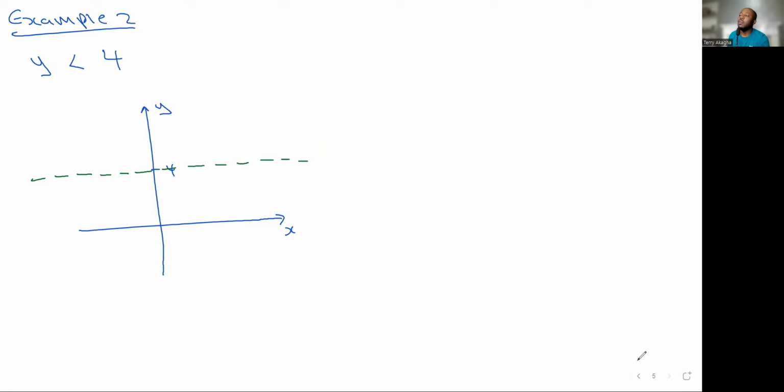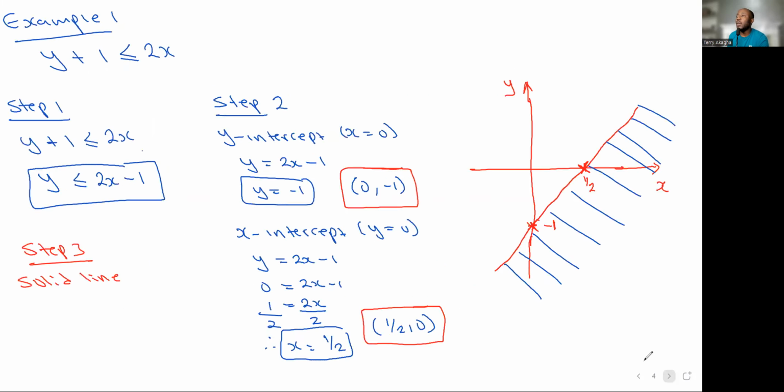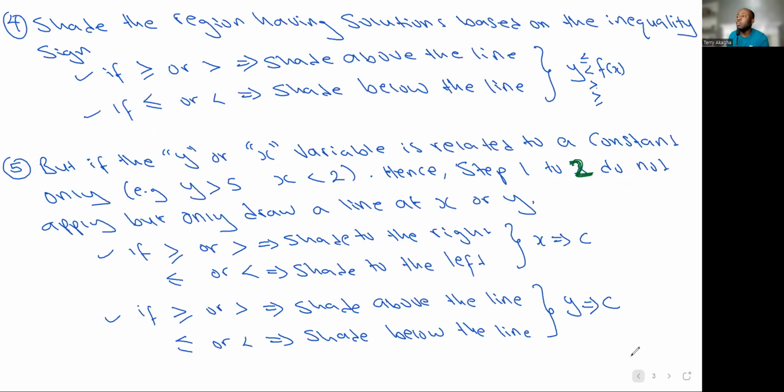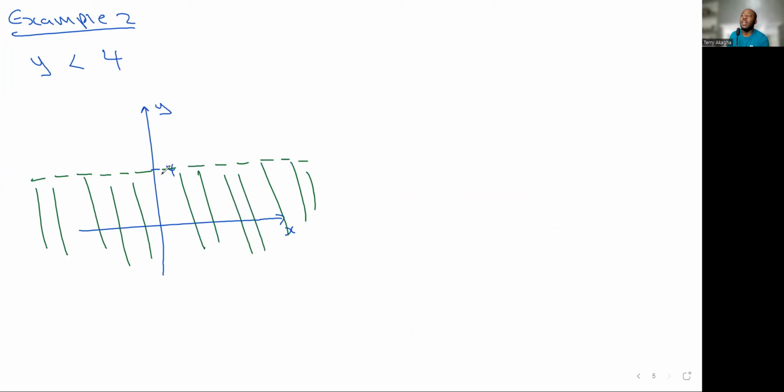Okay. Now, after that, since we are talking about y, the question is y. So we're going to use the bottom part now. It said if it's y, if it's greater than or equal to, we shade above the line. And if it's less than or less than or equal to, you shade below the line. So if you look at this, we have less than, so we have to then shade what? Below the line. So that means the solution for this is going to be below the line here. Okay? So you have to see if it's related to a constant, the way you solve it will not be the same thing.